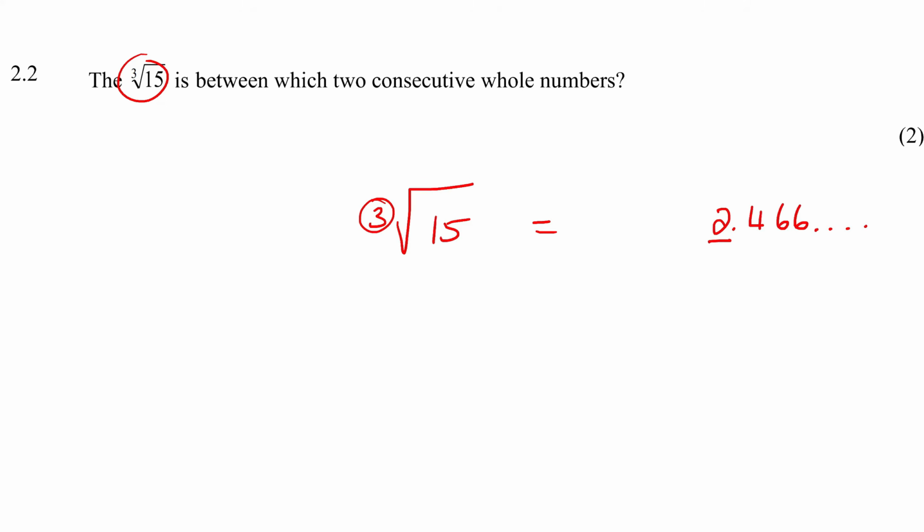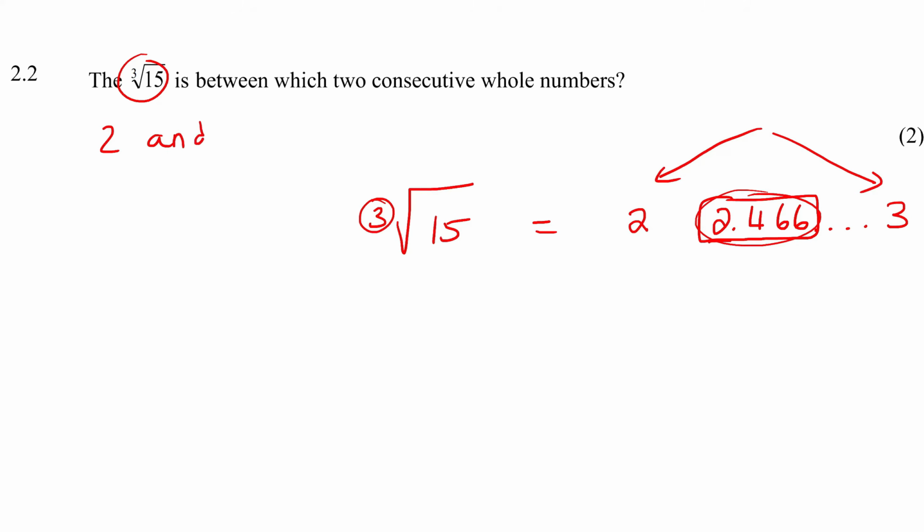So can you see the number 2? So that means that this number here is between which two normal whole numbers? It would be between the number 2 and the number 3. So somewhere in between 2 and 3, you would get this number. So the answer is 2 and 3.